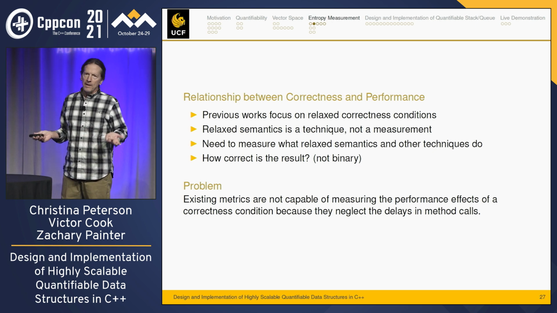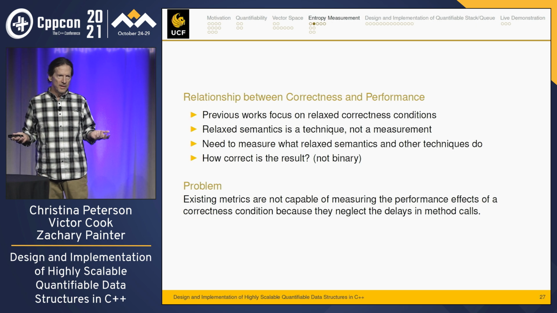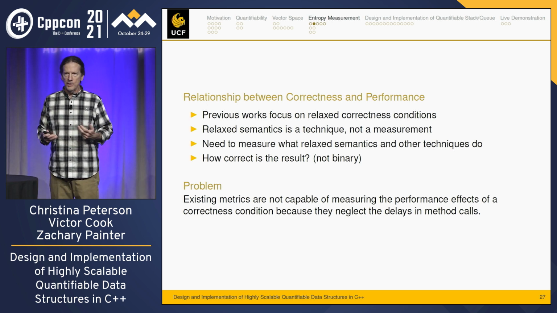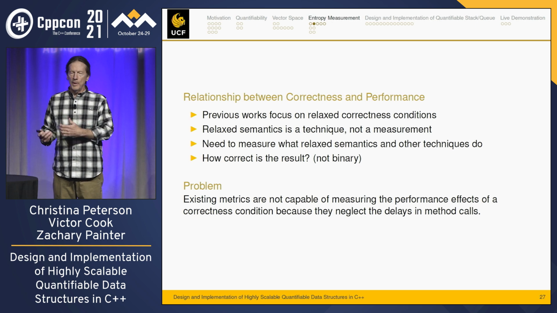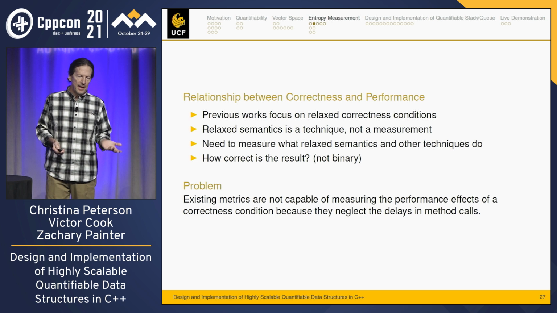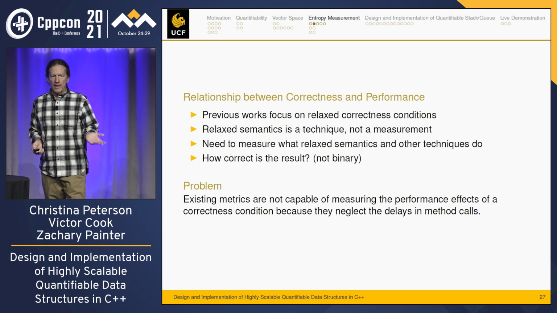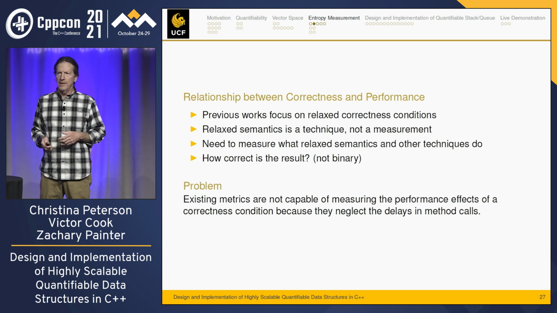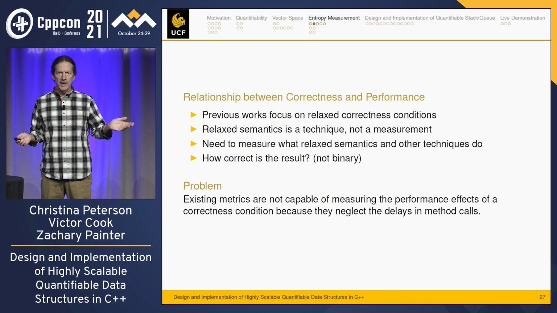And the result is not a binary yes, no. It's going to be, hey, this is pretty good, this is not so good. And as engineers, we want to make things as good as we can, and there are always trade-offs. So the fundamental problem being that the existing metrics are not capable of measuring performance effects of a correctness condition because they don't pay attention to delays. Once you're inside the restaurant, they don't care when you get served the food.